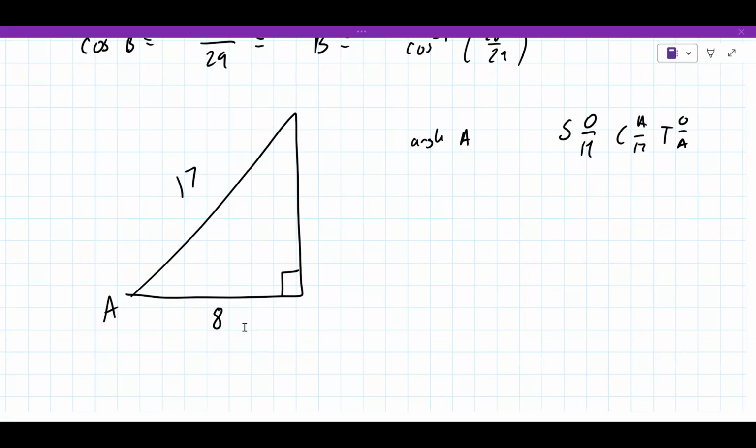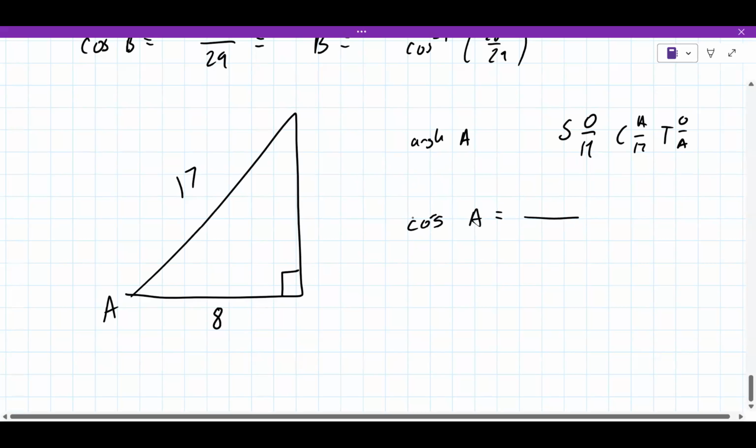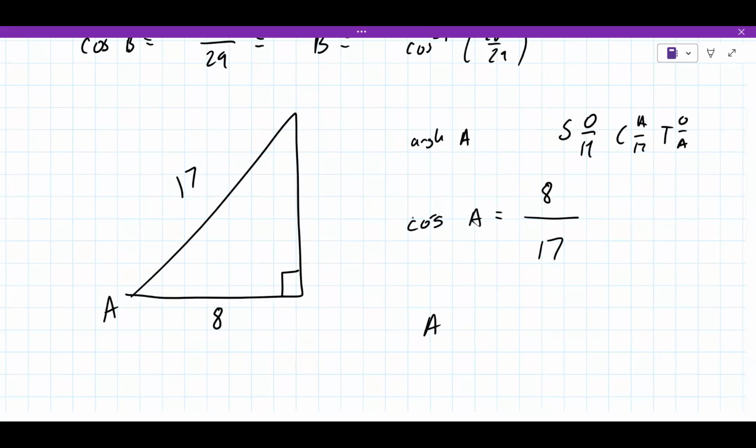You use cosine. So cosine of A equals what divided by what? What goes on the top? What goes on the bottom? 8/17. Okay, that's correct. So how do you undo cosine? Inverse. Okay, so can you calculate that for us, please?